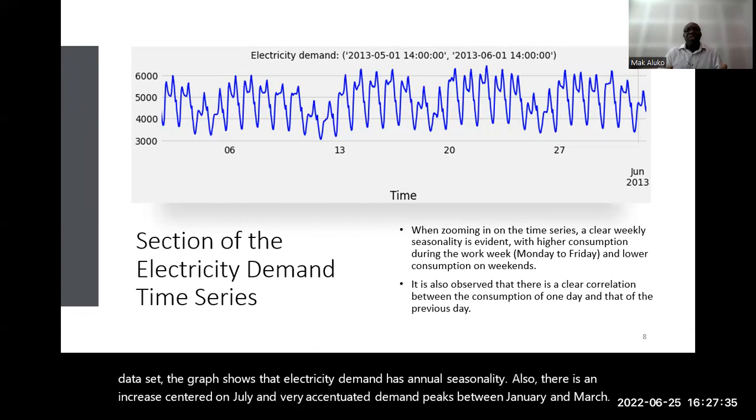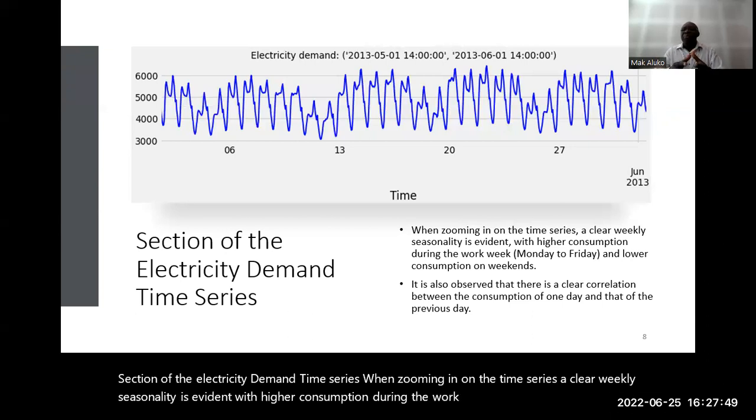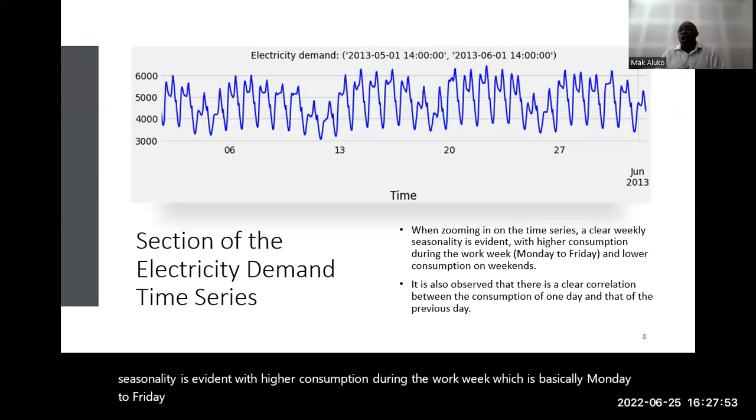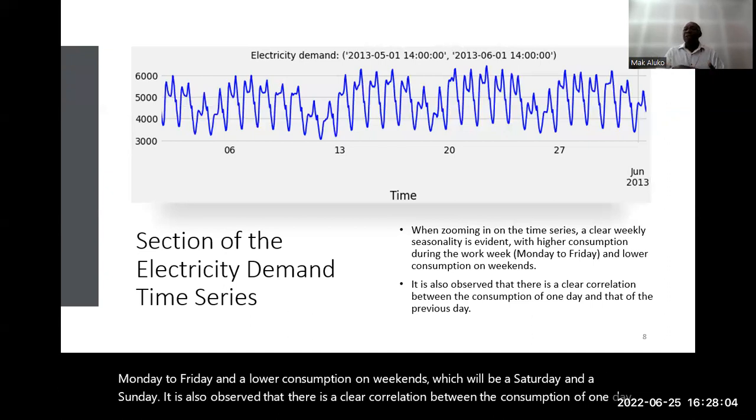Section of the electricity demand time series. When zooming in on the time series, a clear weekly seasonality is evident, with higher consumption during the work week, which is basically Monday to Friday, and lower consumption on weekends, which will be Saturday and Sunday. It is also observed that there is a clear correlation between the consumption of one day and that of the previous day.